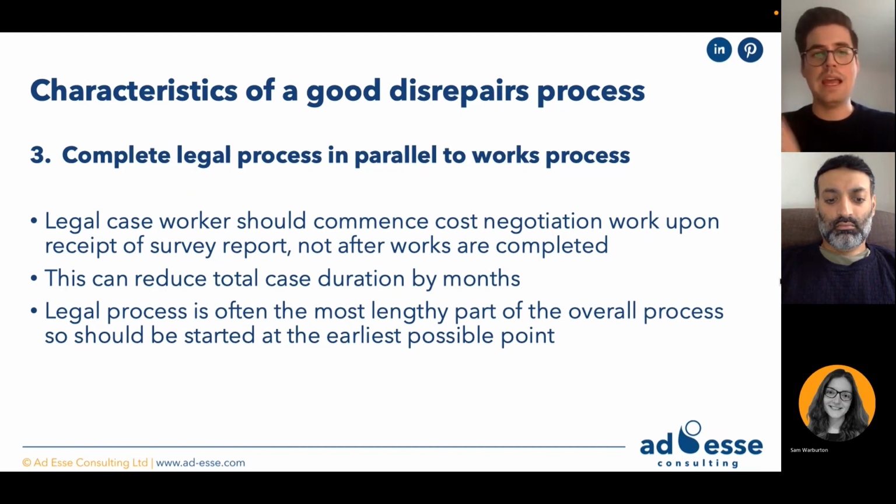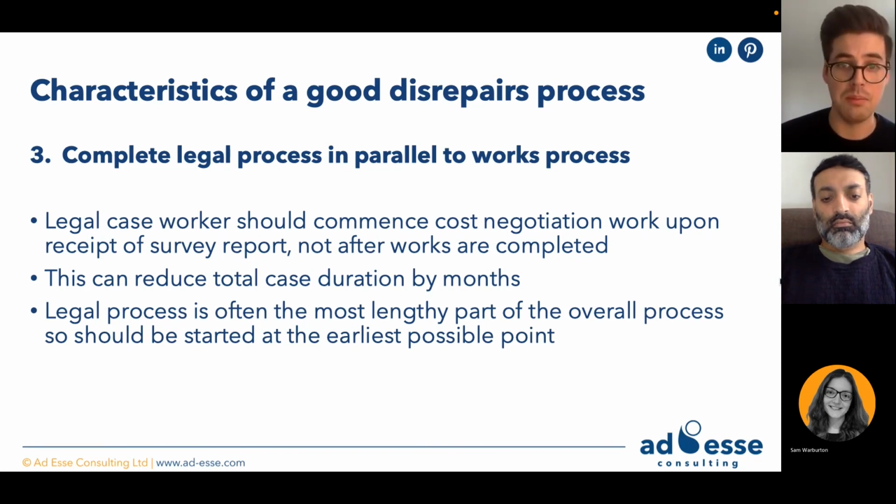If they're waiting until after the works are completed, then you're potentially extending the whole process by months, because this legal process to agree the damages and the costs is often the most lengthy part of the whole process. It can take half a year, if not longer, to completely do that part. So it needs to be started as early as it possibly can.